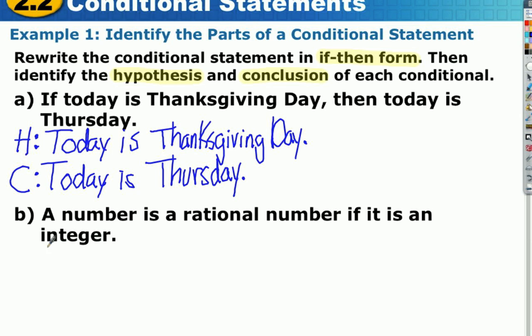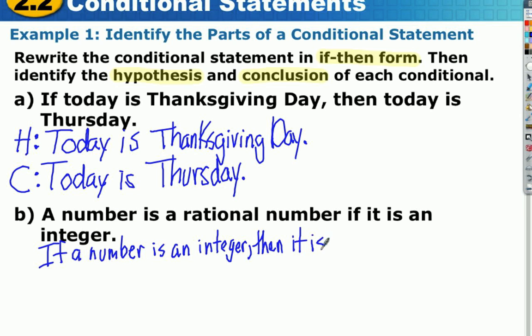So that is the if-then form. If a number is an integer, then it is rational. Now that it's in the correct form, we can easily pick out the hypothesis and the conclusion.